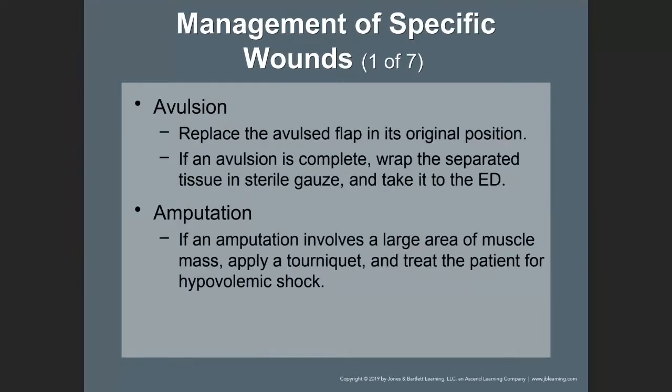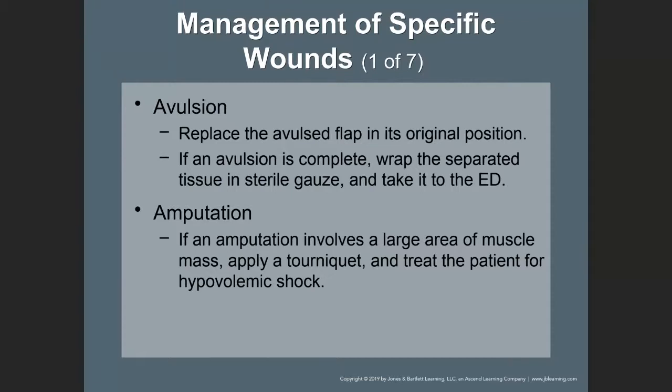Management of specific wounds now. Avulsion: replace the avulsed flap in its original position. If an avulsion is complete, wrap the separated tissue in sterile gauze and take it to the ED. For an amputation, if it involves a large area of the muscle mass, apply a tourniquet and treat the patient for hypovolemic shock. So with an amputation, you can consider the use of a tourniquet.